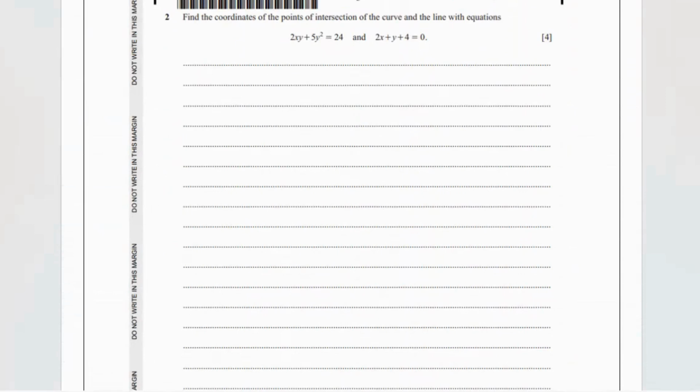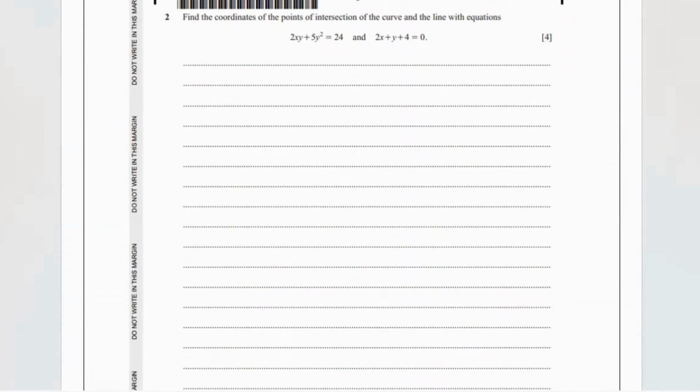So we put it equal to tan theta and find the value of theta. Then you can get a question where it says find the coordinates of the points of intersection of the curve and the line with equations. So they can give you a quadratic equation and a linear equation, and you have to find the intersection of those two equations.